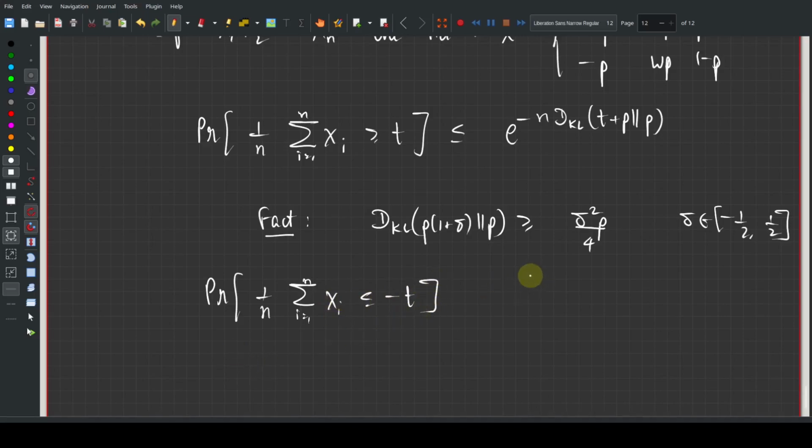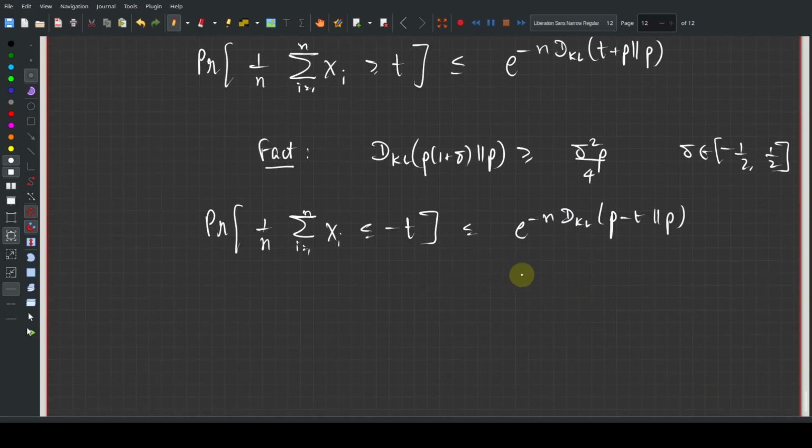So for the left tail, I can get that this is less than or equal to e to the minus n times the KL divergence between p minus t and p. Again, this is valid only if t is less than p.